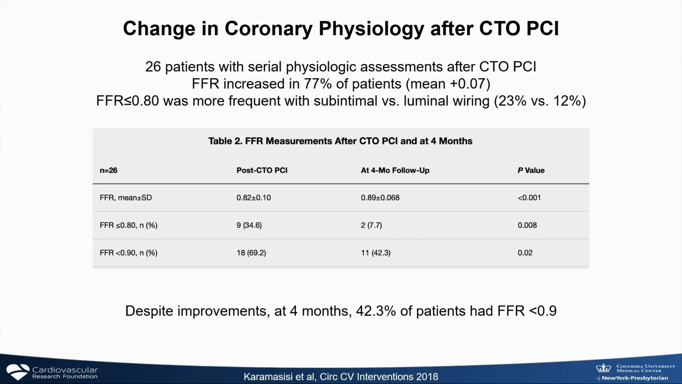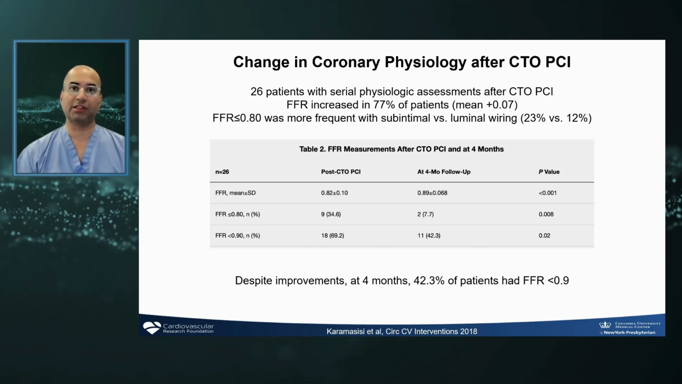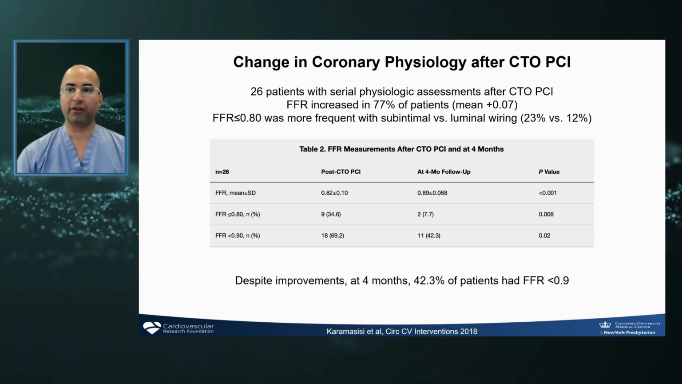So in 77% of the patients in the study, it did increase, but we need to be really, really meticulous in optimizing our stents, because in this study, at 4 months, 40% of patients still had FFRs post-PCI less than 0.9. So if we're going to do these cases, which are at higher risk, higher rates of recurrent restenosis, we have to do a fantastic job of treating these patients. And that's the reason why we use imaging to optimize our stent results.